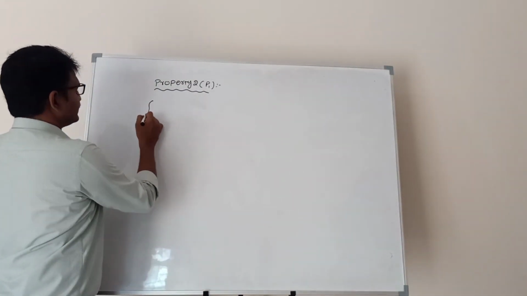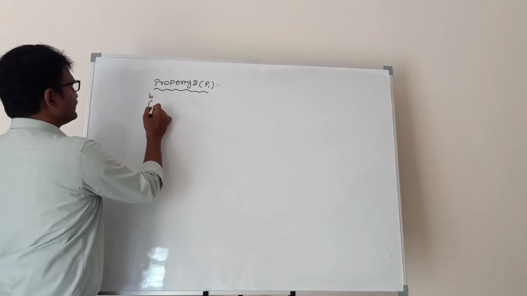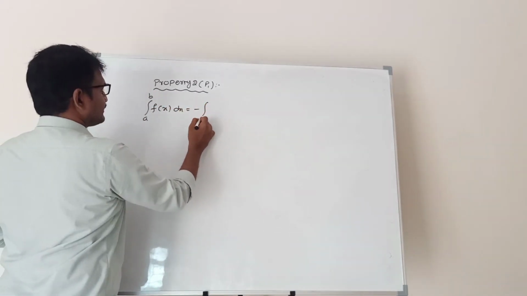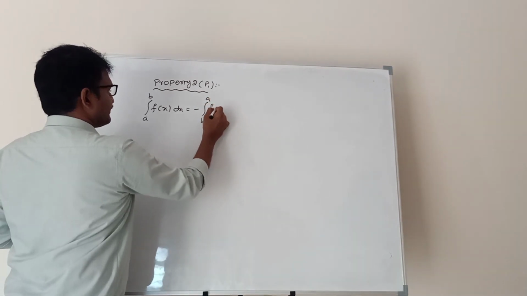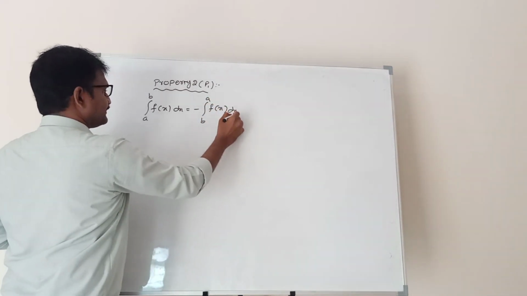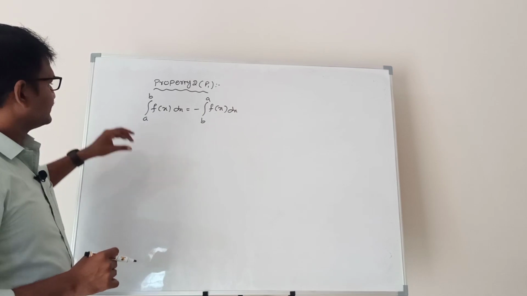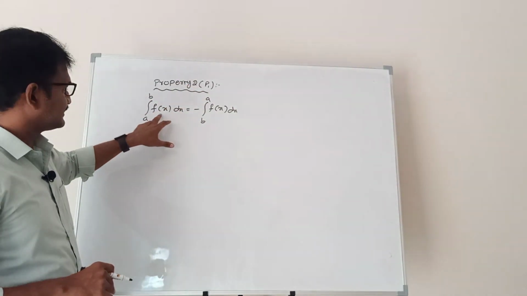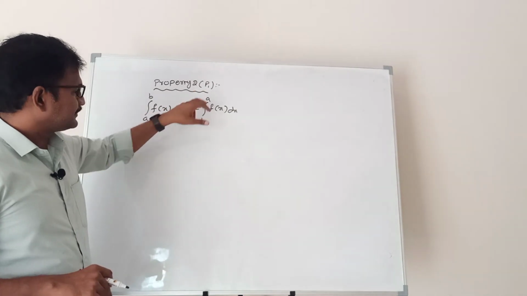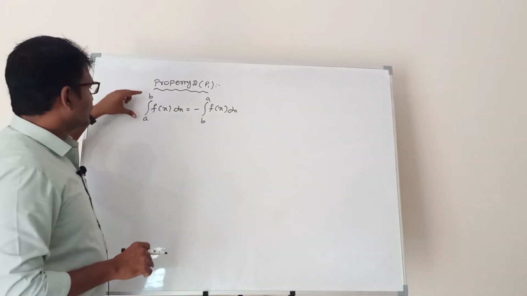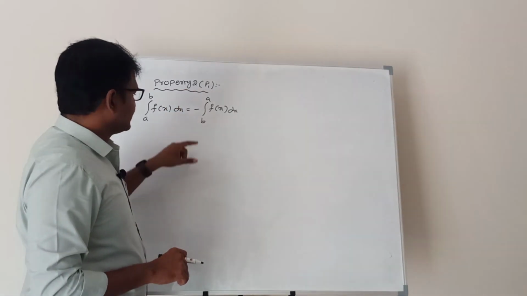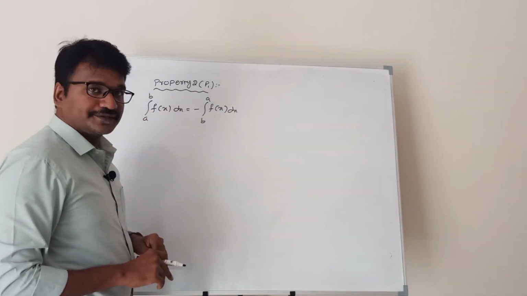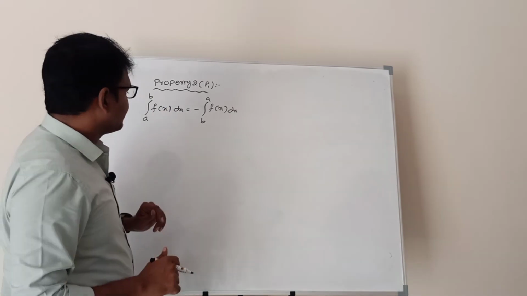Property number 2: the integration from a to b of f of x dx is equal to minus the integration from b to a of f of x dx. That means if you interchange the lower limit and upper limit of the integration, then the sign of the integration will change. Here plus is there, here you will get minus. This is property number 2.